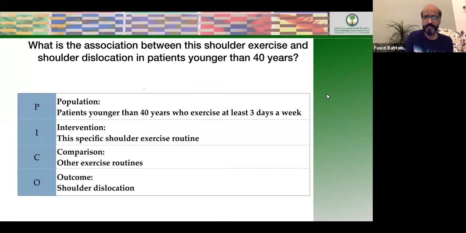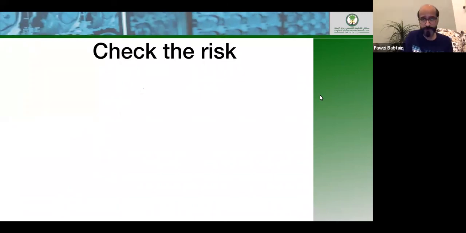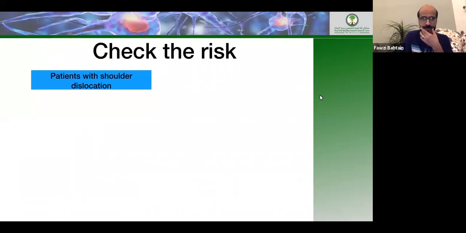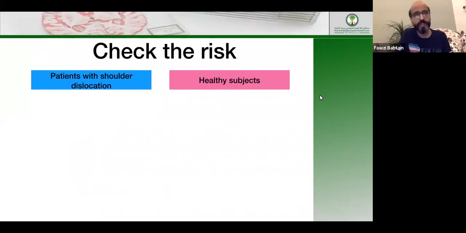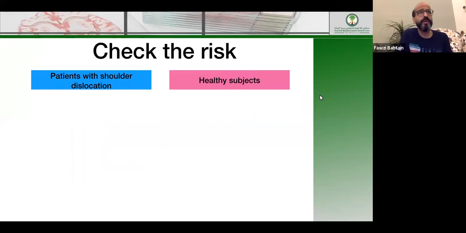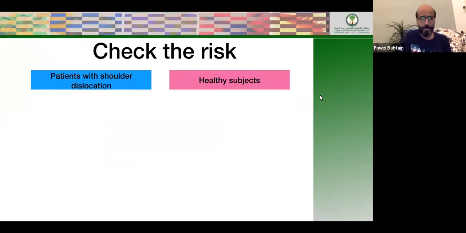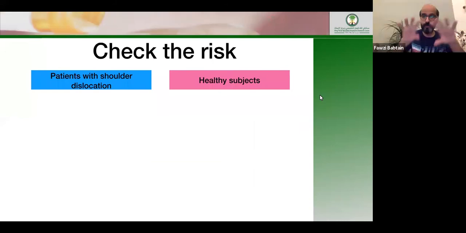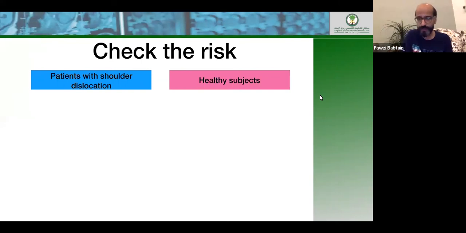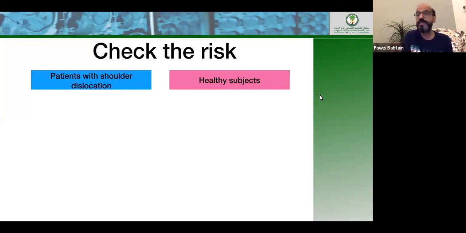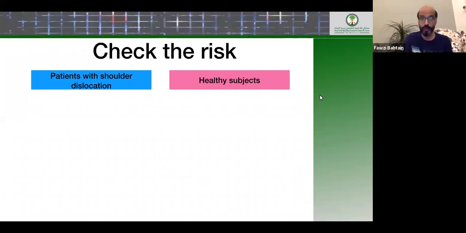Now, let's just go through and check if this is a risk or not. So I am doing a case control. Assuming again that shoulder dislocation is uncommon, or assuming this really fulfilled to check it as a risk. So now I will have two groups. I will have my patients who had the outcome, that is shoulder dislocation, and I'll compare them to healthy subjects or patients who had other diseases other than shoulder dislocation.